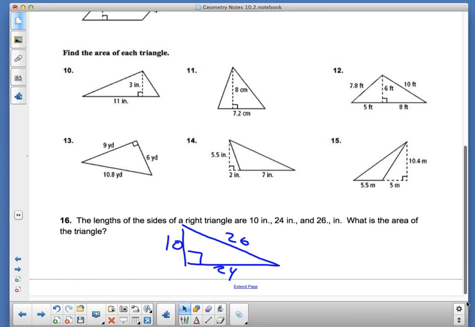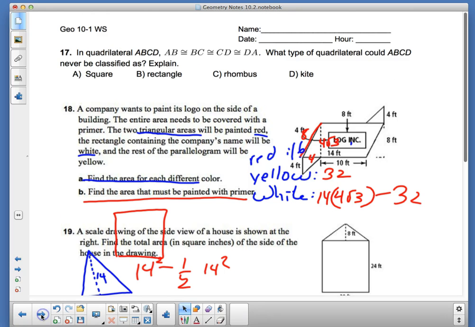This is the only one I didn't do. And check it out. Once I draw that picture, do you got area? 120, right? It's 24 times 10 divided by 2. So now we're going on to that next one.